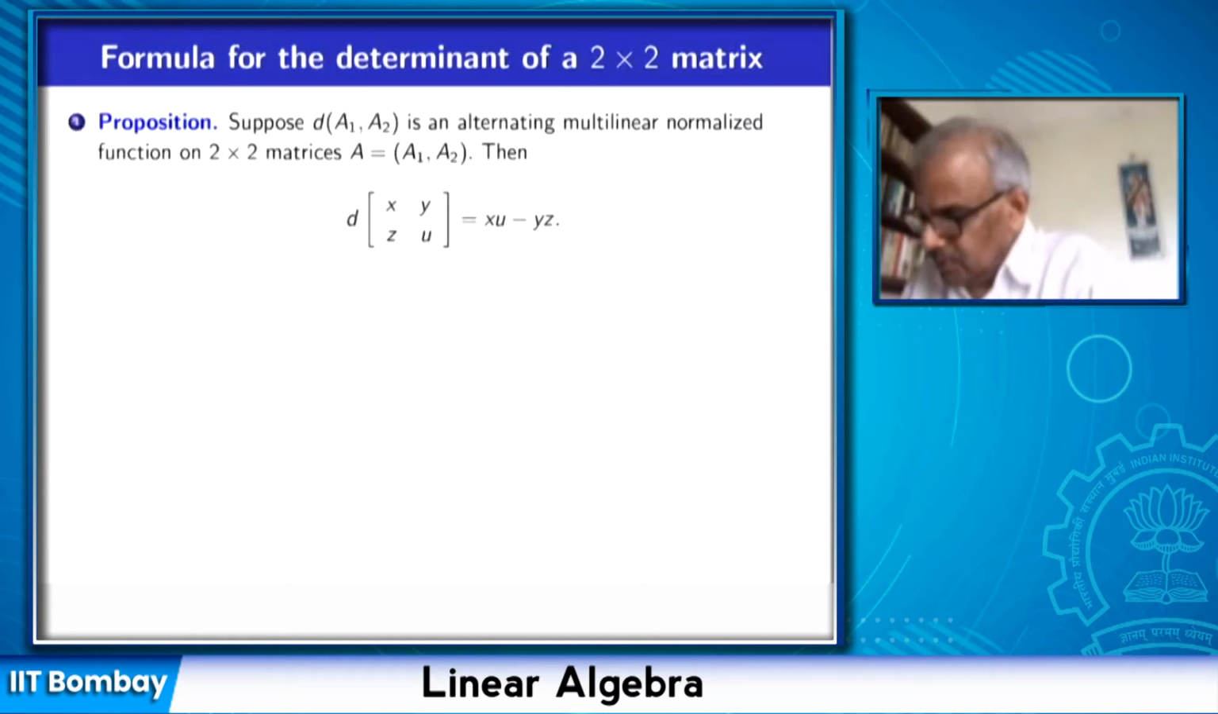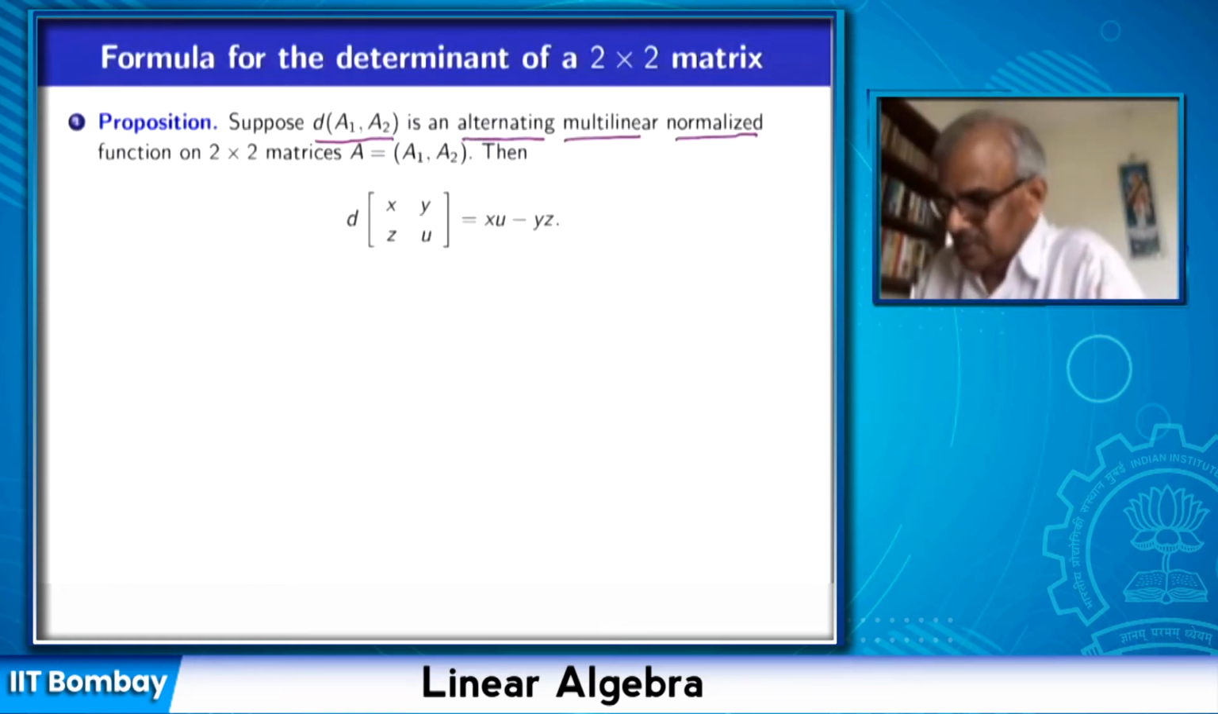So let's take a 2 by 2 matrix. There are two column vectors, and we want to calculate the determinant function. This determinant function is alternating, multilinear, and normalized on 2 by 2 matrices. Then we want to show that D of (x y; z u) is xu minus yz. So you know this formula.